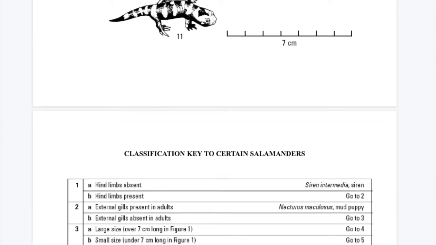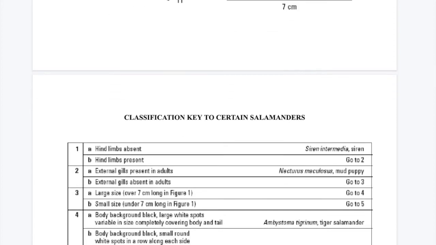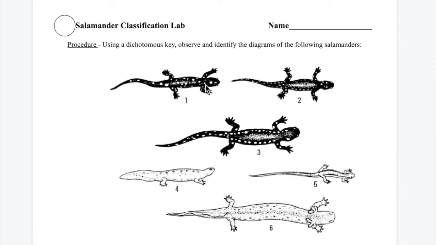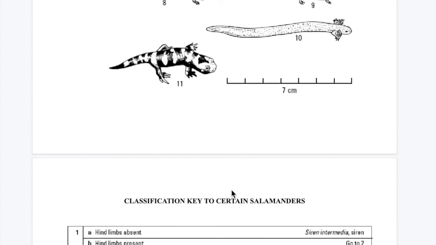Is it a black background with white spots? Yes. So we'll go to step 6. And then it says small white spots on a black background in a row along each side from the head to the tip of the tail, or small white spots scattered throughout the black background from the head to the tip of the tail. So I'm going to go back and look at that. And it looks like in this case they're scattered. I can see that salamander 2 and salamander 3 have them in a row on either side, but on this one they're scattered.